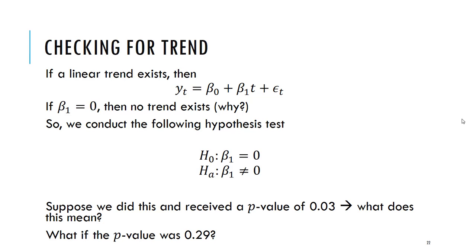So the small p-value means that we do not believe the null hypothesis. So we would reject the null hypothesis, especially if our alpha value, our significance level, was 0.05. So we would reject the null hypothesis and tend to believe that beta sub 1 is not equal to 0, the alternative. So if it's not equal to 0, then we would have a linear trend. Then we could not use stationary models, the ones that we're going to look at.